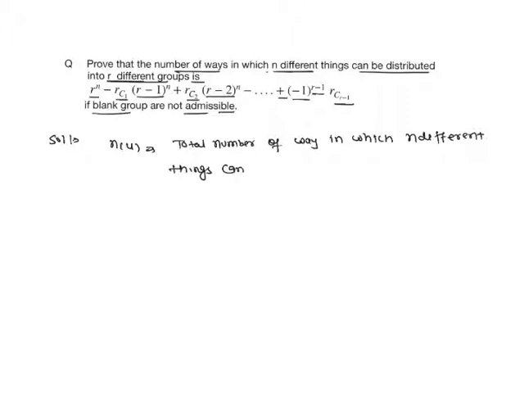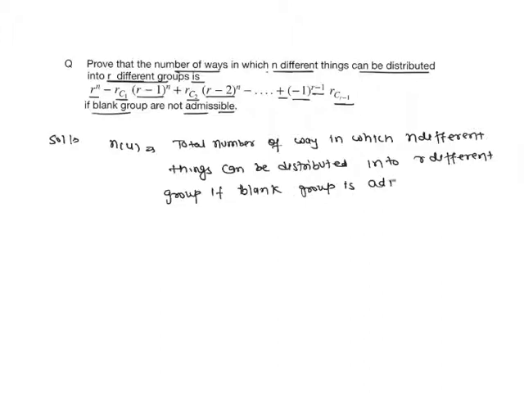Now, for solving this one, first we will find out n(U), where n(U) is the total number of ways in which n different things can be distributed into r different groups if blank groups are admissible.